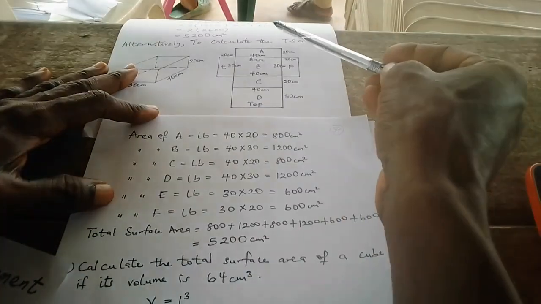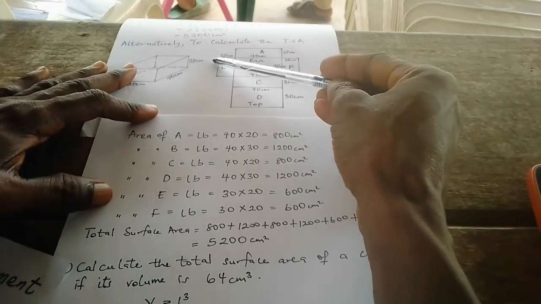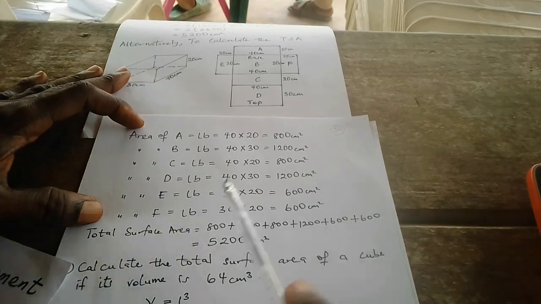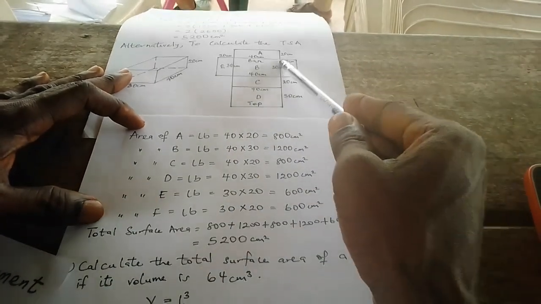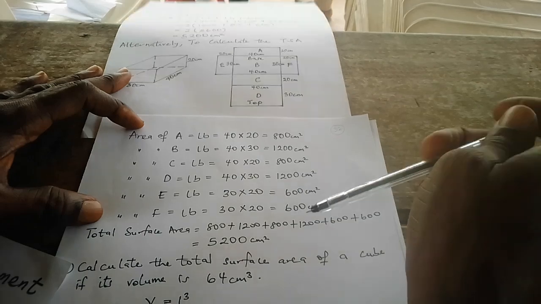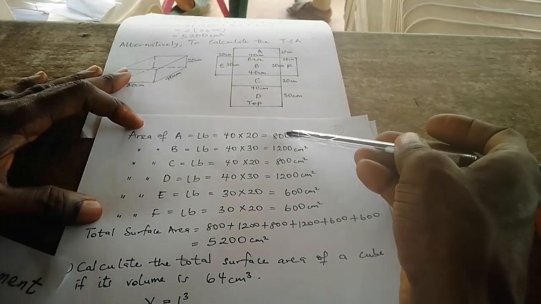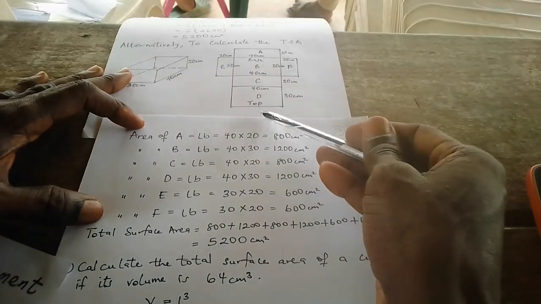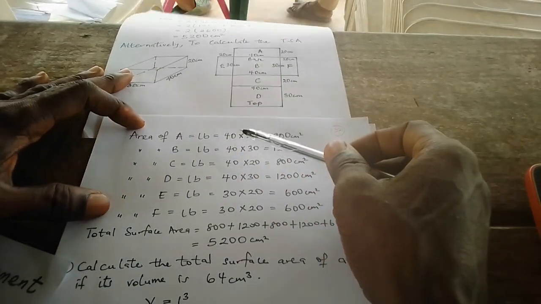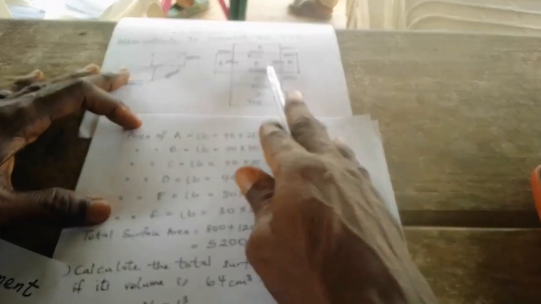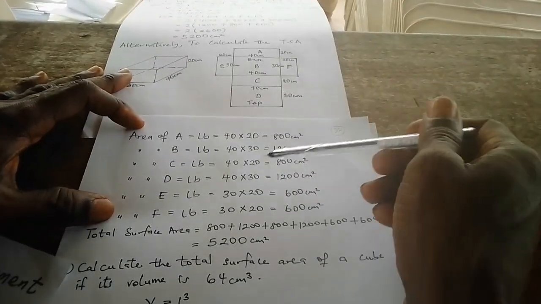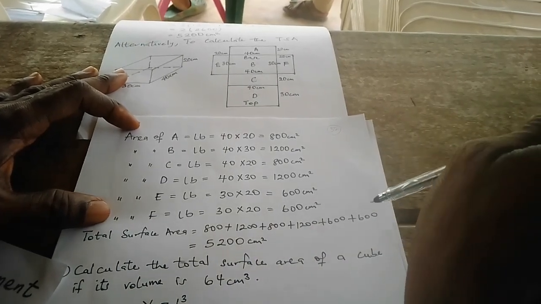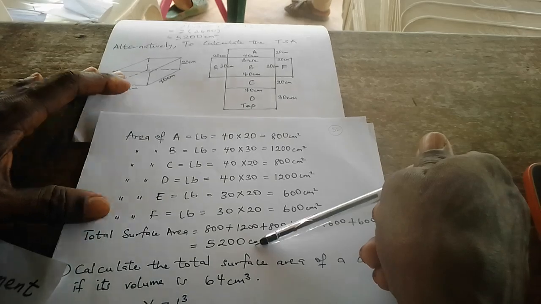The area of E, this is what? 30 by 20. 30 times 20 gives us what? 600 centimeters square. Area of F, so area of this side will be what? 30 by 20, which is 600 centimeters square. So we've looked for the area of each of the sides or faces of the cuboid. So we now add it. The area is the summation of the areas of all the faces. We now add 800 plus 1,200 plus 800 plus 1,200 plus 600 plus 600. Everything will give us 5,200.